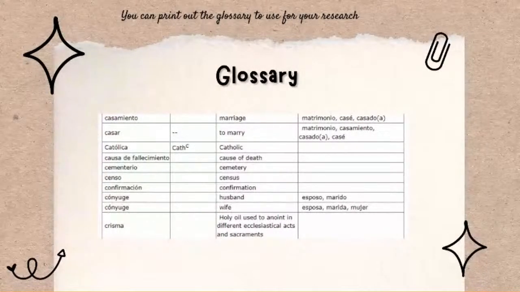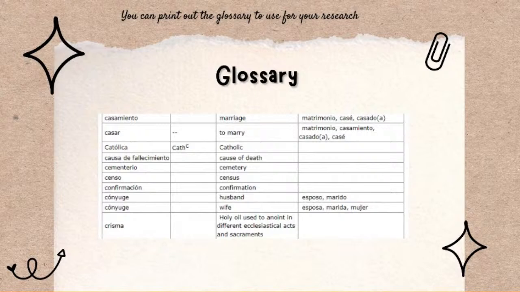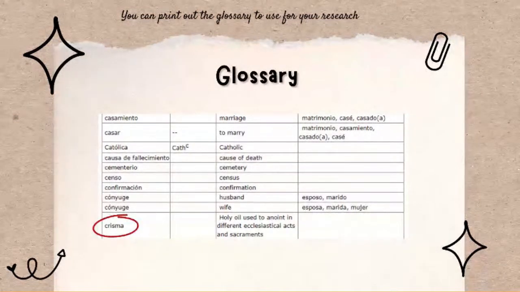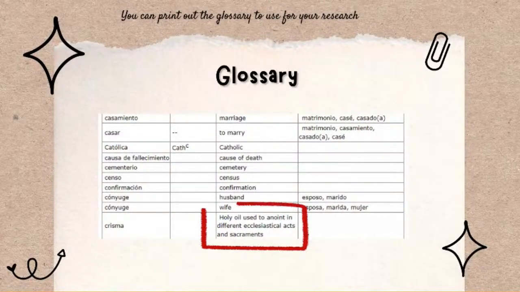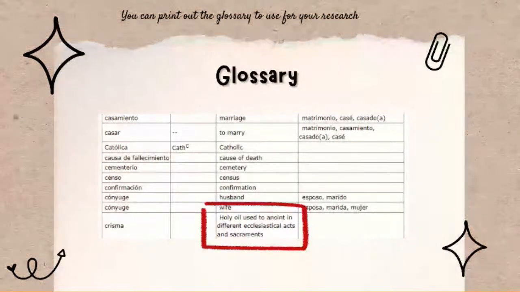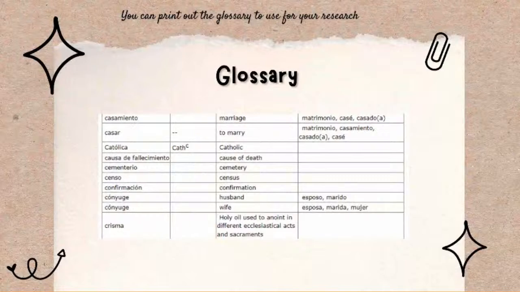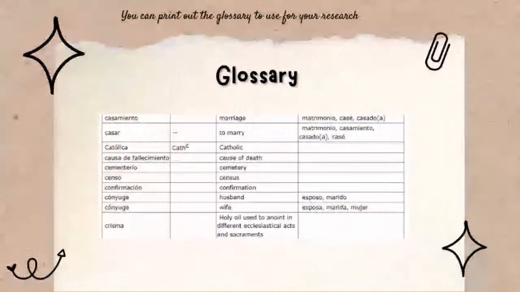This glossary should ease some of the confusion that can naturally occur with the various forms. The word charisma is tied to the Catholic religion, which the Latin American countries' faiths were based on. This is the holy oils that the priests use to anoint children or adults in different ecclesiastical acts and sacraments. This terminology doesn't always translate over directly from Spanish to English. So these terms and this terminology is a really good thing to have in the glossary.